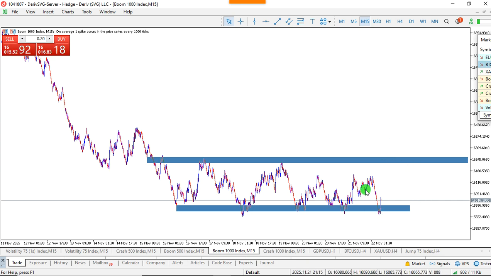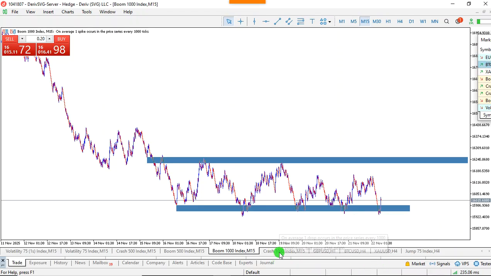It has been moving in this zone almost since the beginning of this week. So we just have to wait. For me, I don't believe in this: you buy here, you sell here, you buy, you sell here. So why not just wait for the market to break out, so you know you're going long or you're going short on the longer side? So that's that for Boom 1000.